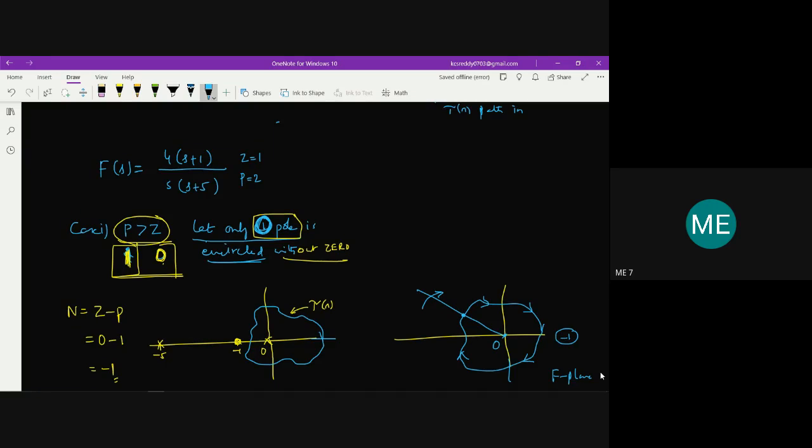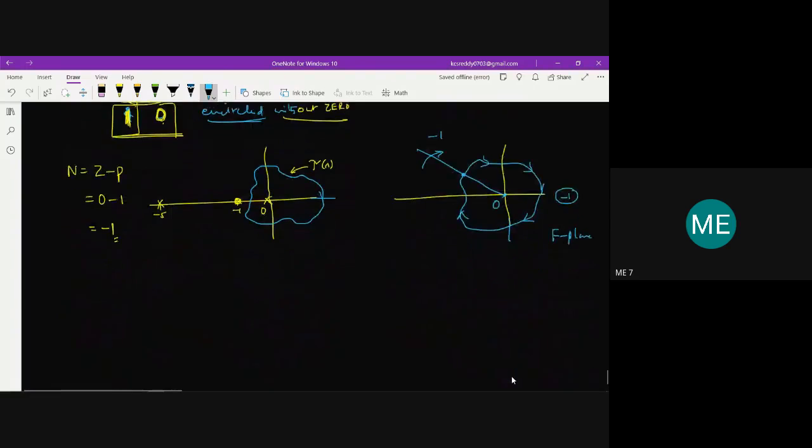That means it has only one encirclement about the origin, in the clockwise direction. We have taken the clockwise direction as negative. So this is case 1. Similar to that, let us look at case 2.